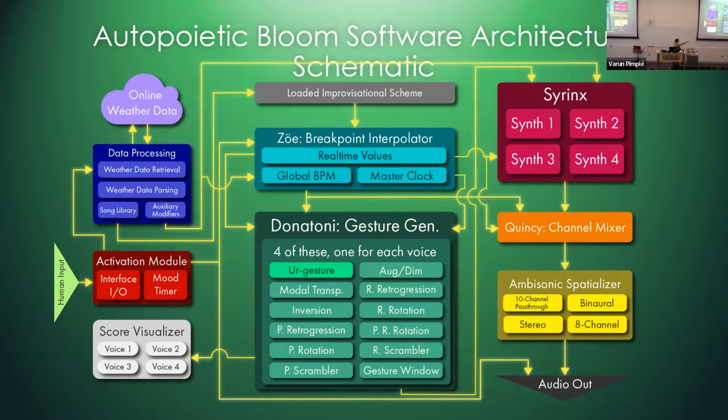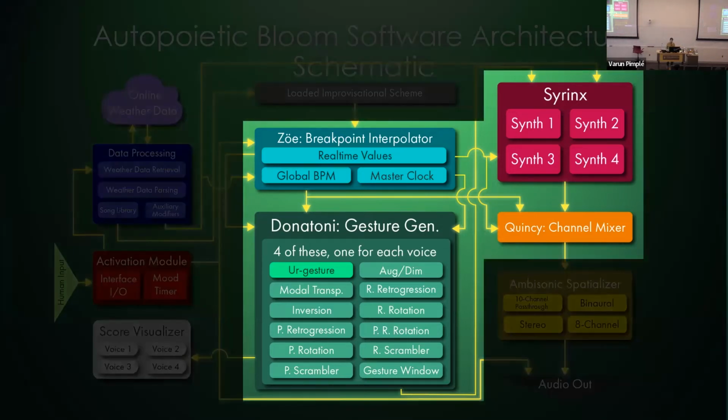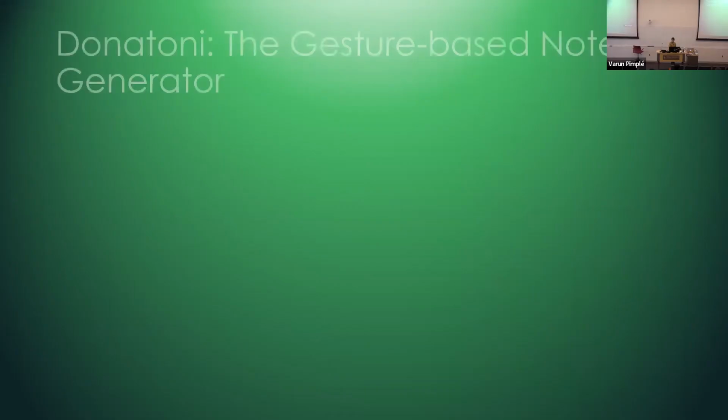At which point, Zoe, which is the breakpoint interpolator, which we'll talk about in a moment, will read all those values and distribute them across the system. And then all of that goes through Donatoni, through Syrinx, through Quincy, and out through the spatializer and into our ears. So we'll talk about these 4 components because, like I said before, they really are the meat and potatoes of the piece. We will start with Donatoni.